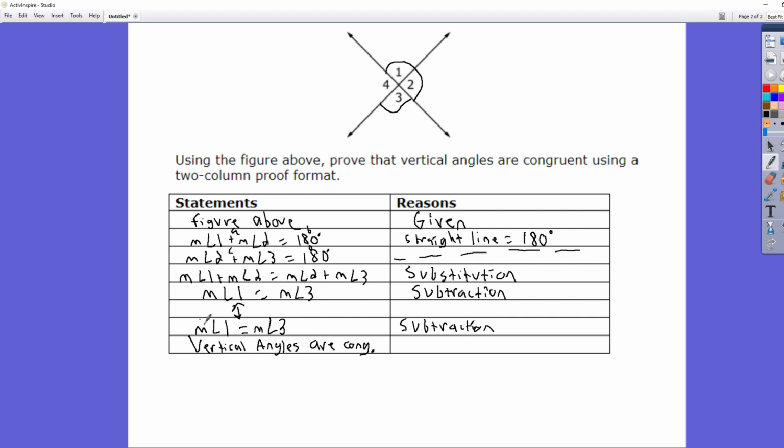So I know the measure of angle 1 equals the measure of angle 3. Therefore, by definition of vertical angles, we have shown that they are equal. The measure of angle 1 is equal to the measure of angle 3. And thus ends our proof.